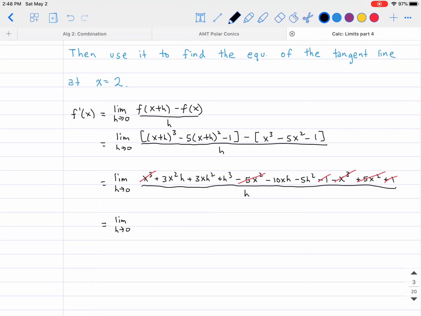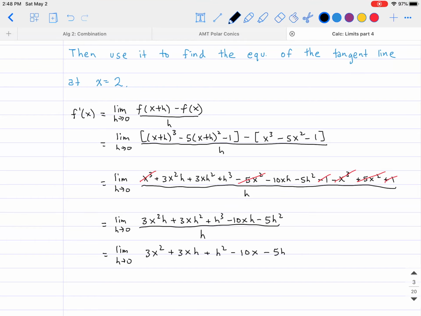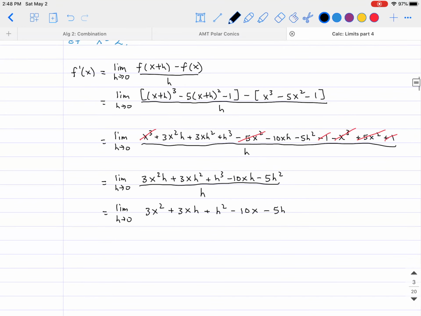So let's see. If I divide through as well, then we're going to get the following. Actually, let's go ahead and write that out just so you can see everything. So 3x squared h plus 3xh squared plus h cubed minus 10xh minus 5h squared, and all divided by h. Okay, so if I go ahead and divide through, now we have 3x squared, and then plus 3xh, plus h squared, minus 10x, and then minus 5h, and I think that's all of it.